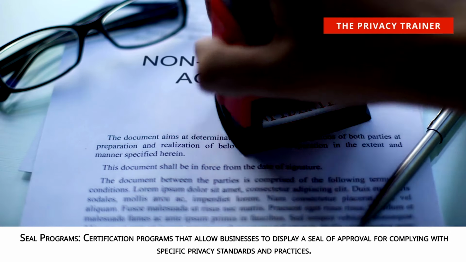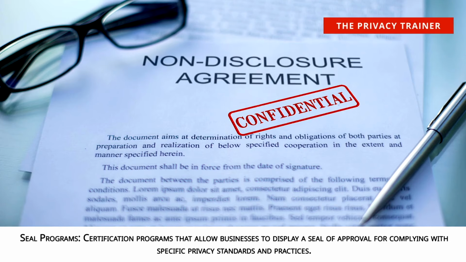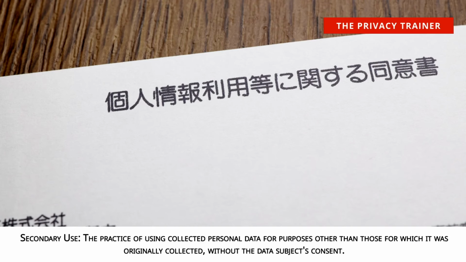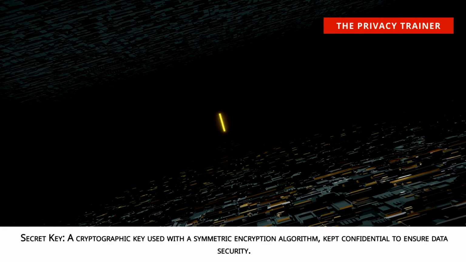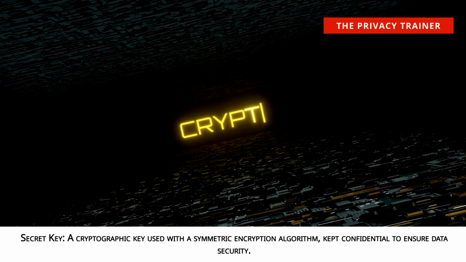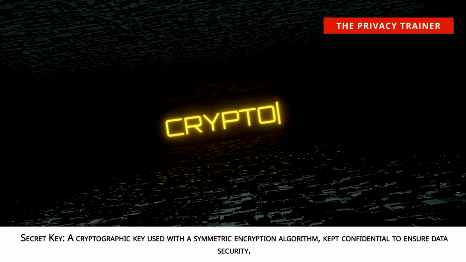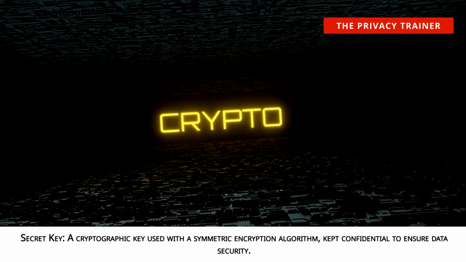Seal programs, certification programs that allow businesses to display a seal of approval for complying with specific privacy standards and practices. Secondary use, the practice of using collected personal data for purposes other than those for which it was originally collected, without the data subject's consent. Secret key, a cryptographic key used with a symmetric encryption algorithm, kept confidential to ensure data security.